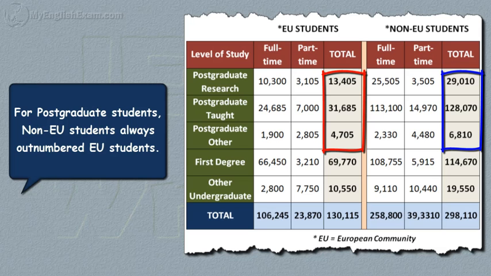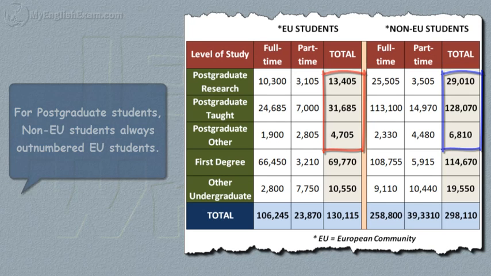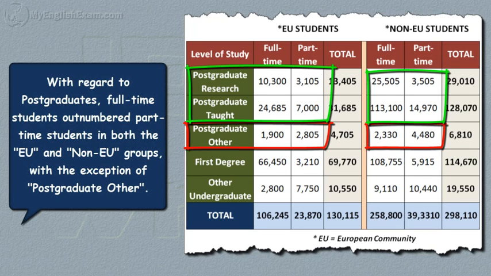For postgraduate students, non-EU students always outnumbered EU students. With regard to postgraduates, full-time students outnumbered part-time students in both the EU and the non-EU groups, with the exception of postgraduate other.